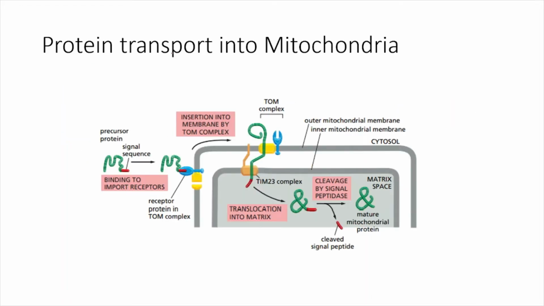Now we come to the protein transport into mitochondria. So first, the protein to be translocated into the mitochondria has a signal sequence at its N terminus. This is shown by the red portion. So this binds to the import receptors, which is specifically the TOM complex in the outer mitochondrial membrane. So on binding to the TOM complex, this is the first step of protein transport into the mitochondria.